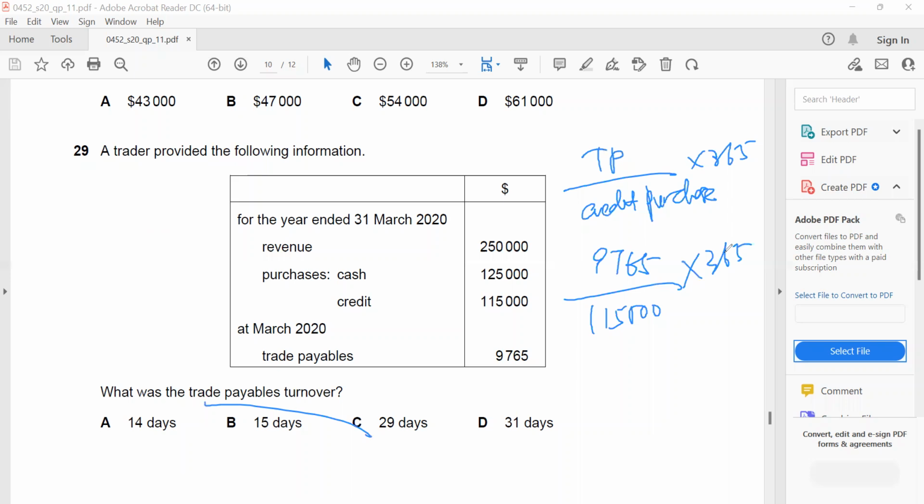So 9,765 divided by 115,000 times 365. So we get 30.99. So round up to 31. So we got 31 days. Okay, continue.